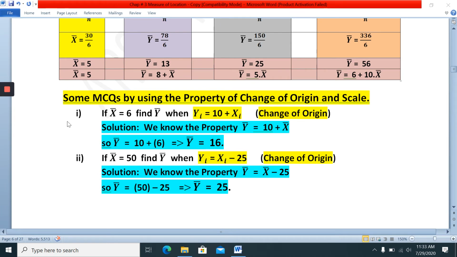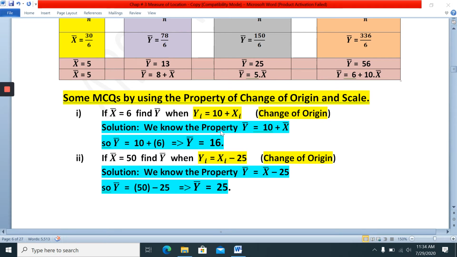Now some MCQs by using the property of change of origin and scale. These are some MCQs from the examination point of view. If x bar is equal to 6, find y bar when yi is equal to 10 plus xi. Just directly use the property of change of origin. Why change of origin? Because we are adding something. So the x bar answer is given and they are asking to find the y bar answer.